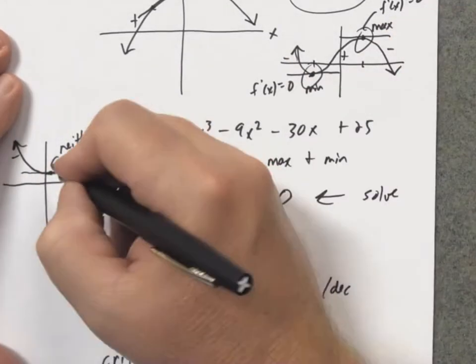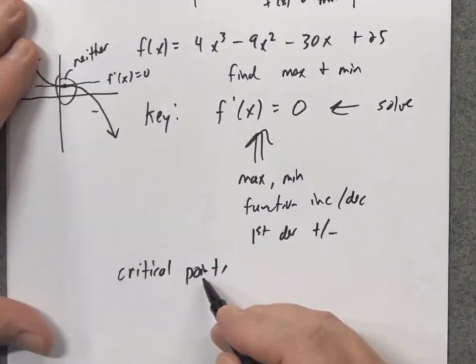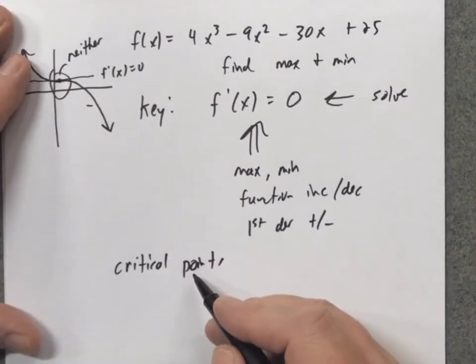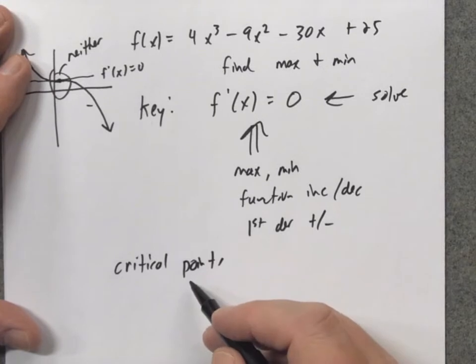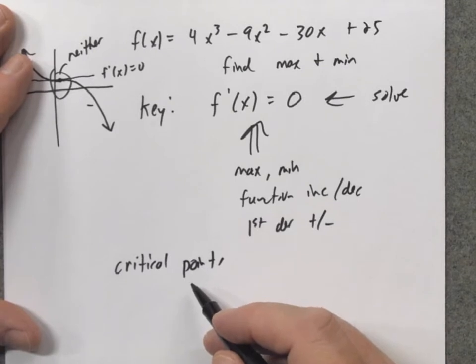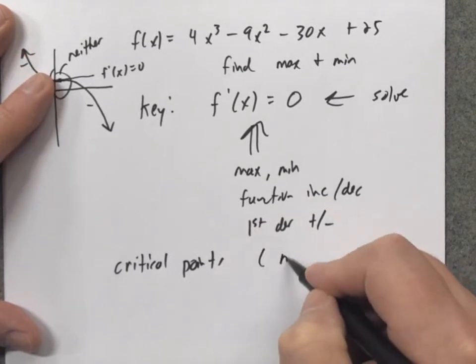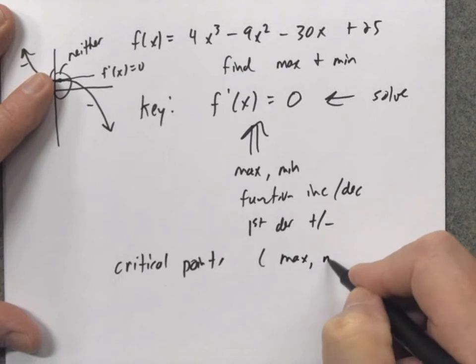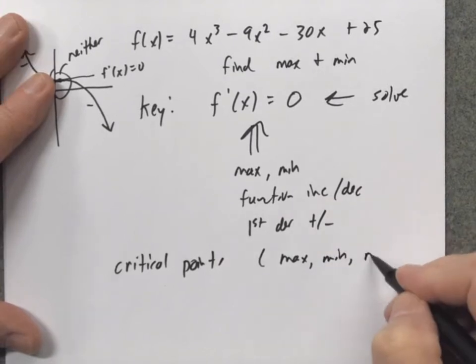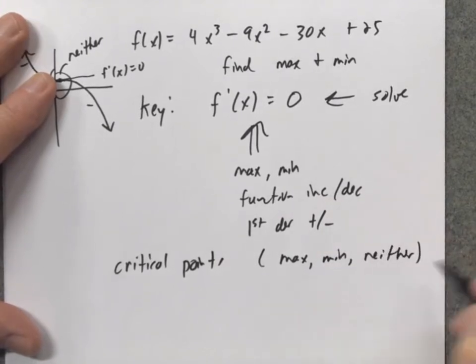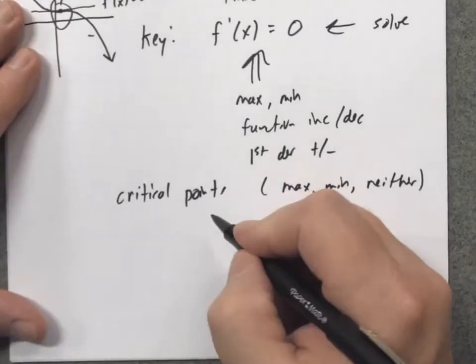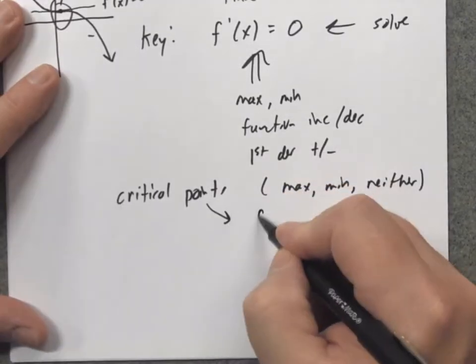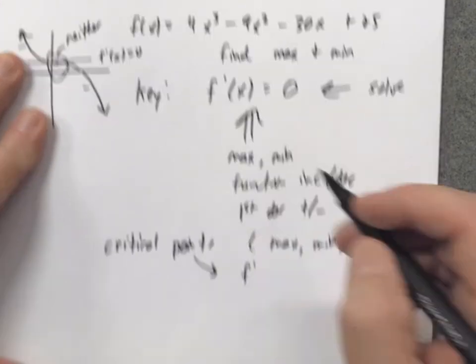These kinds of points are so important, we actually call them critical points. So oftentimes in a problem or in homework, you'll be asked to find the critical points of the function. The critical points means go find the maximums, the minimums, and occasionally you might have a neither. And you know how we find the critical points? Right here.